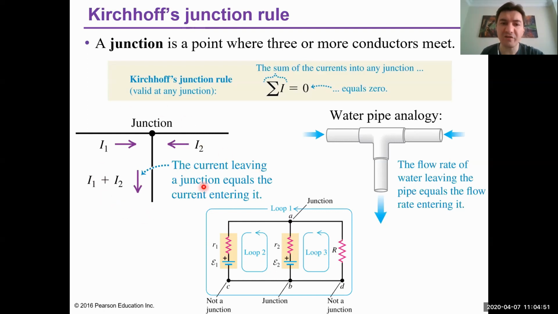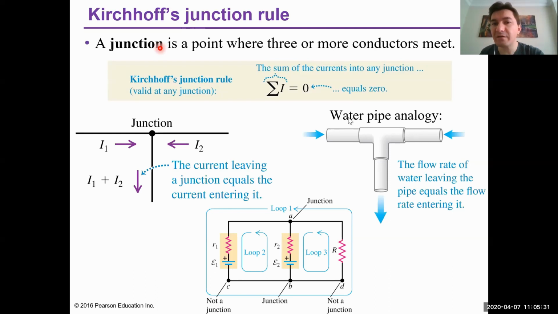The current leaving a junction equals the current entering it. This is Kirchhoff's junction rule. Current 1 is entering into the junction, current 2 is entering into the junction, and the leaving current is equal to the sum of the entering currents. Okay, don't forget this. So the sum of the currents into the junction and leaving from the junction must be 0. Okay, this is the junction rule of Kirchhoff.